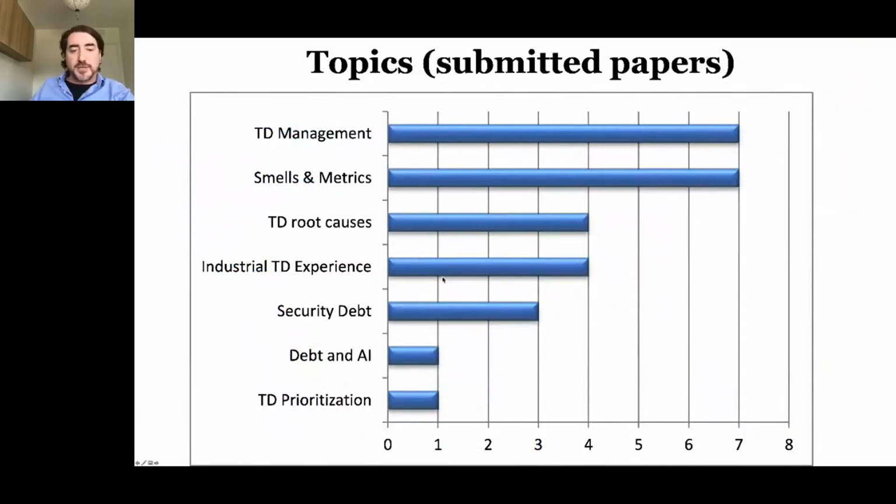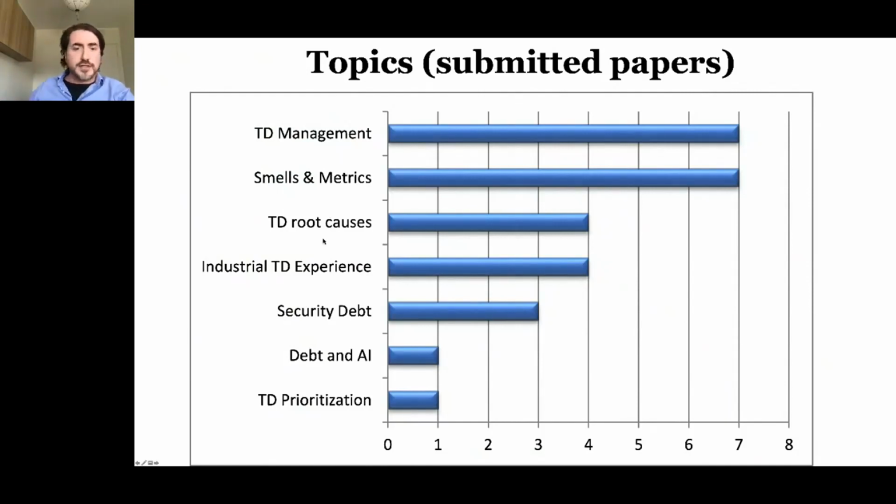What about the topics? What topics will we actually see during this TechDebt? Well, the most frequent ones seem to be related to technical debt management and smells and metrics, 7 papers for each. So it means that these are probably the hot topics where a lot of research is being done.